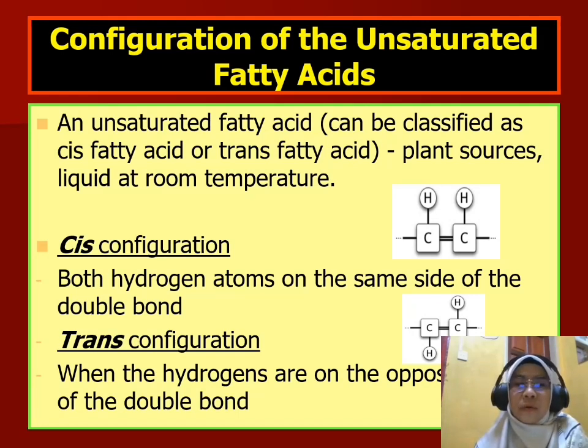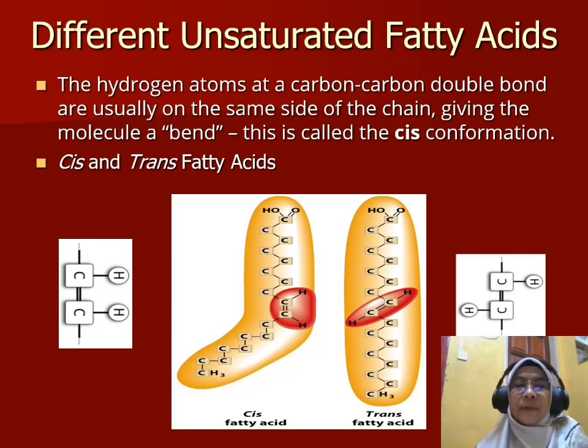For cis configuration, the hydrogen atoms are on the same side of the double bond. For trans configuration, the hydrogens are on the opposite side of the double bond. Okay, different unsaturated fatty acid. You can see here, we have hydrogen atoms at a carbon double bond, and usually on the same side of the chain, giving the molecule a bend. This is called the cis conformation, cis and trans fatty acid.